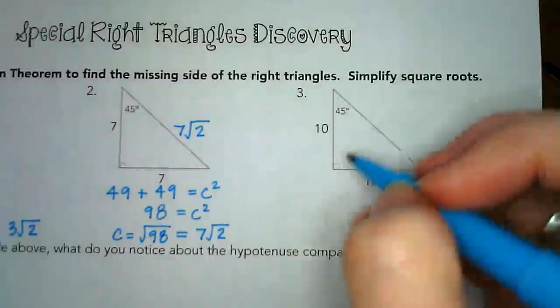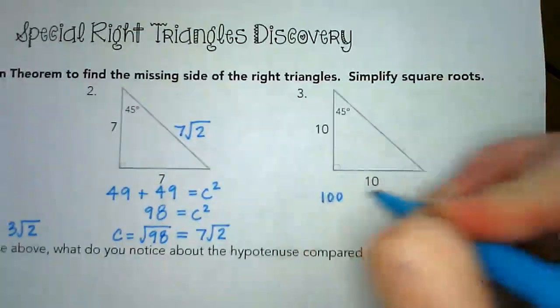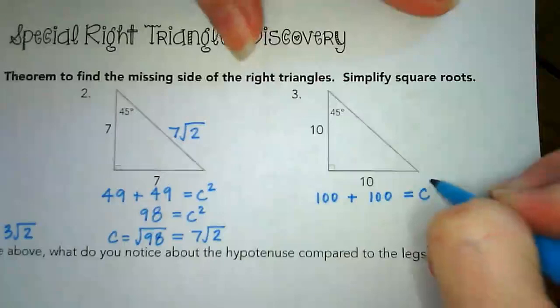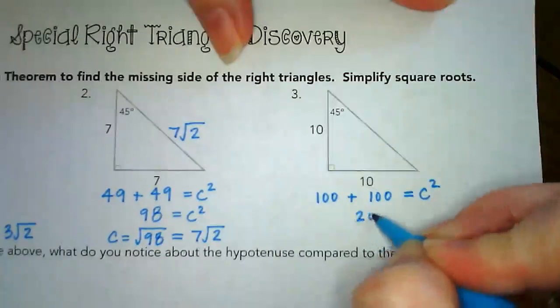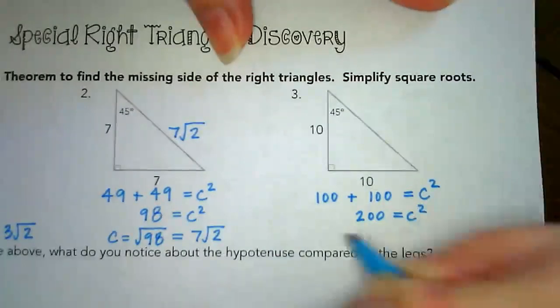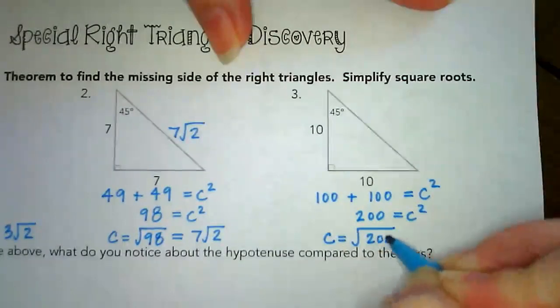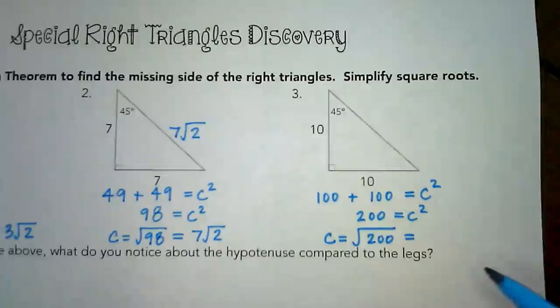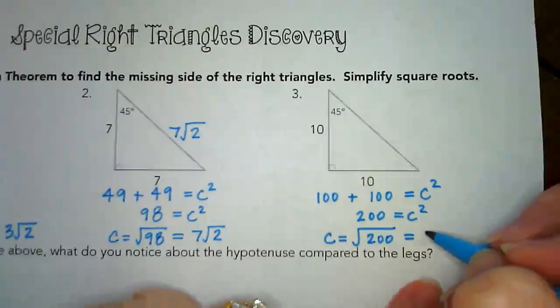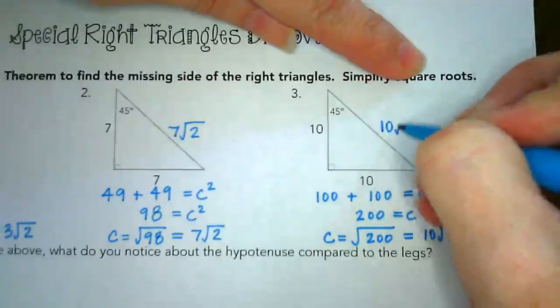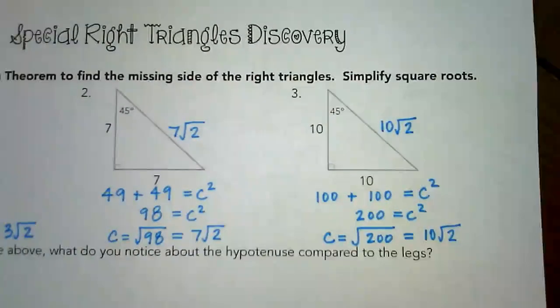All right, number 3. So a squared plus b squared equals c squared. So c squared is 200, which means that c is the square root of 200, which would be 100 times 2, so 10 root 2. So 10 square root of 2.